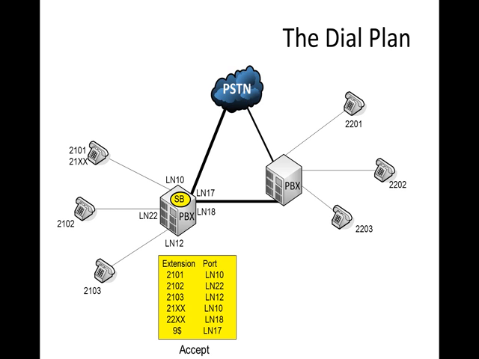Let's interpret this. What is 21XX? What's the lowest combination of this? 2100. What's the highest combination? 2199. So what that means is that entire block of 100 numbers is associated with that particular physical interface. This is actually a trick that you see used in business systems.